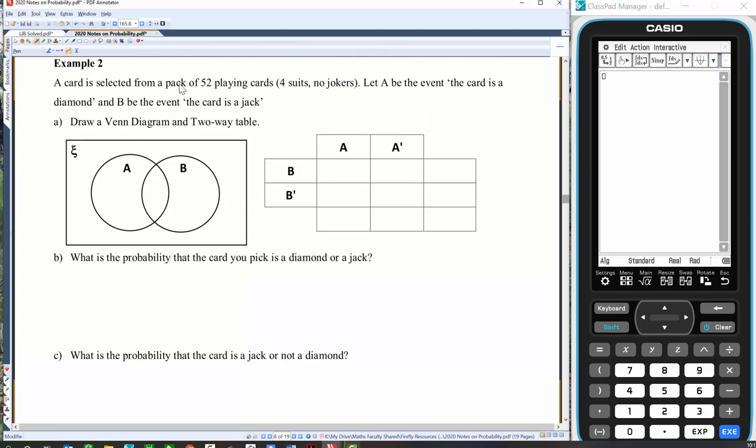Right, a card is selected from a pack of 52 playing cards. 4 suits, no jokers. Let A be the event the card is a diamond. Now, you need to know a few things about cards. There's 52 cards in a deck. There's 4 suits: spades, diamonds, clubs, and hearts. There's 13 of each suit. So that's the basic construction of a standard card deck.